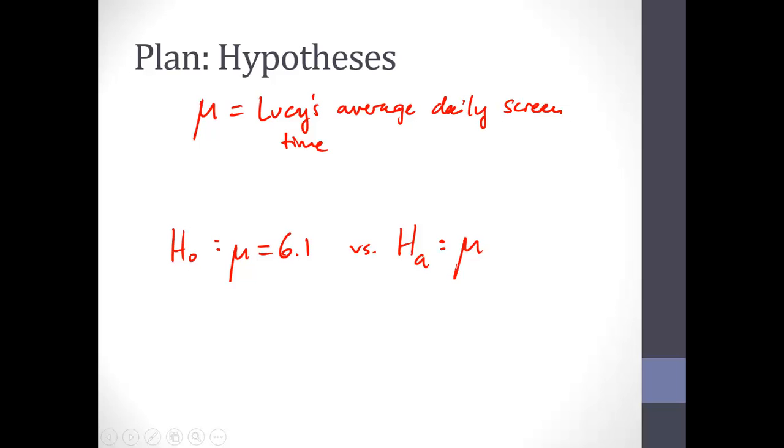Once you have your null hypothesis set up, the same number goes over here in the alternative hypothesis, and we just have yet to fill in what the inequality is. So do we want to know if Lucy's average daily screen time is less than, greater than, or simply not equal to 6.1? Less than, right, exactly. That's just taking what our question is. We want to see if her screen time is lower than or less than that of other children. So we want to see if mu is less than 6.1.